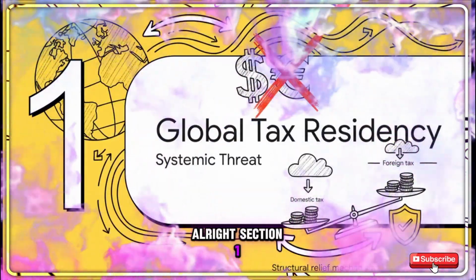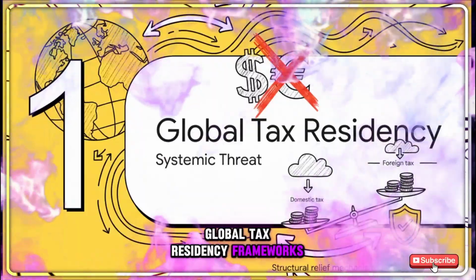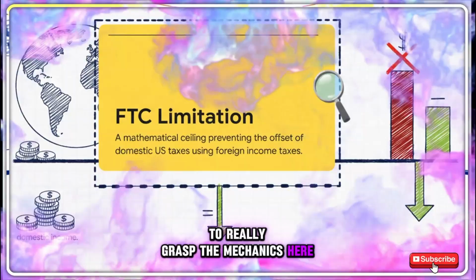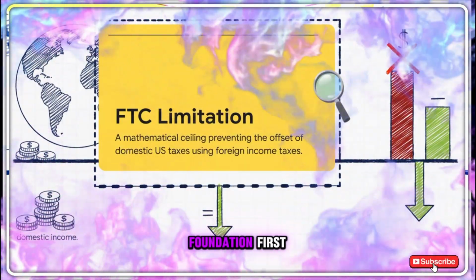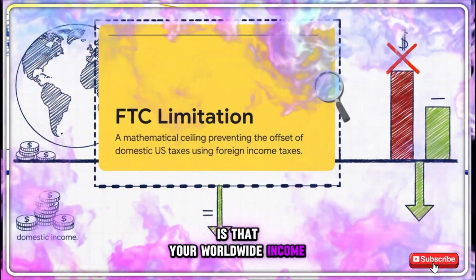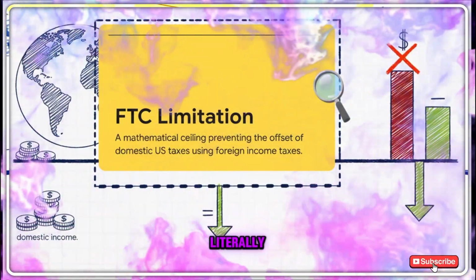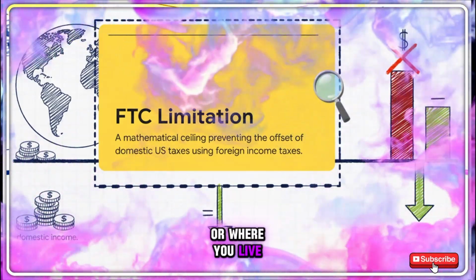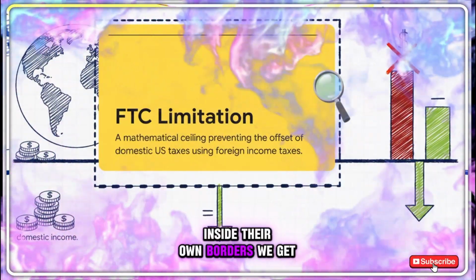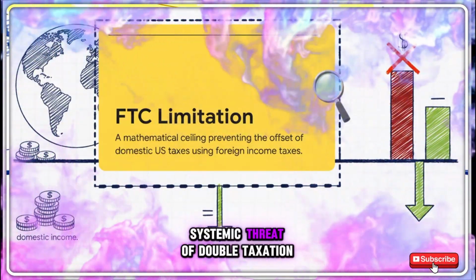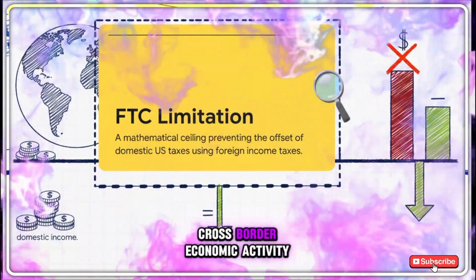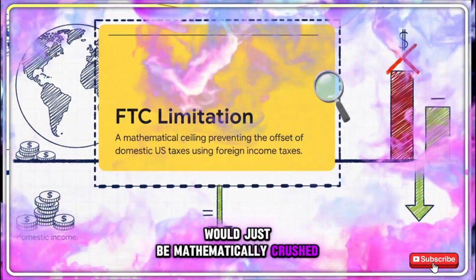All right, Section 1, Global Tax Residency Frameworks and the Systemic Threat of Double Taxation. To really grasp the mechanics here, we have to establish the macro foundation first. The baseline assumption of the U.S. tax system is that your worldwide income is subject to domestic tax regardless of where it's earned or where you live. And because foreign jurisdictions are obviously going to tax income generated inside their own borders, we get this immediate systemic threat of double taxation. Without some kind of structural relief mechanism, cross-border economic activity would be mathematically crushed.